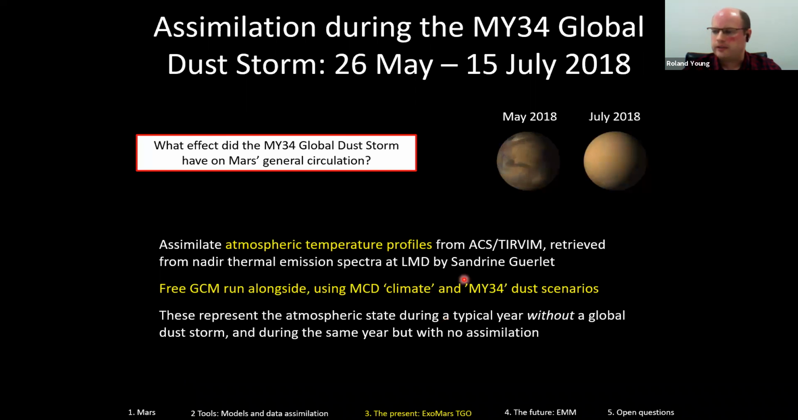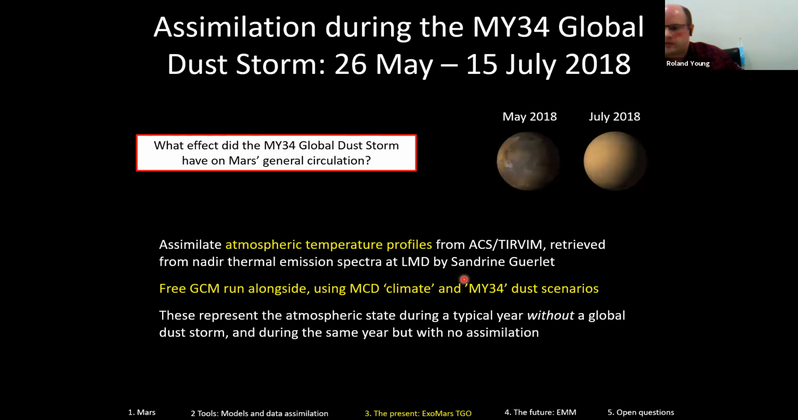So I want to quickly show a few results. What we did is we studied the global dust storm that I mentioned earlier, between May and July 2018. We wanted to understand what effect this had on the general circulation, in particular on some quantities that we can't observe directly. The way we did this is we used the atmospheric temperatures taken by this instrument. These were processed at LMD by Sandrine Gurley.